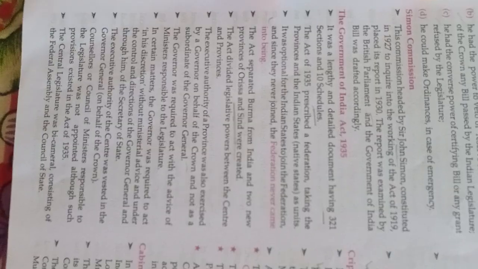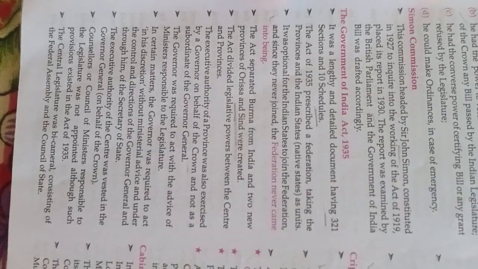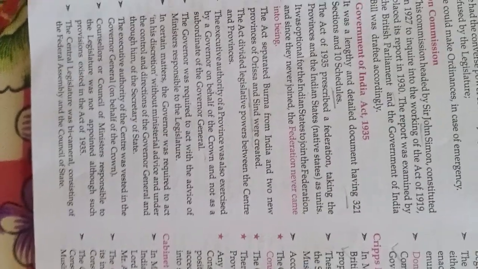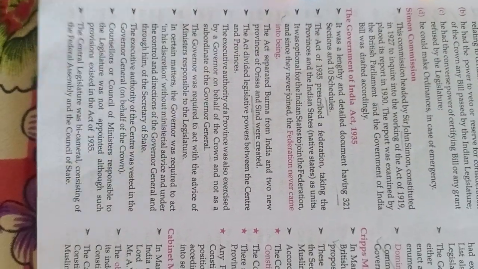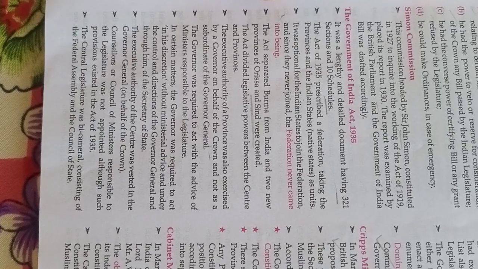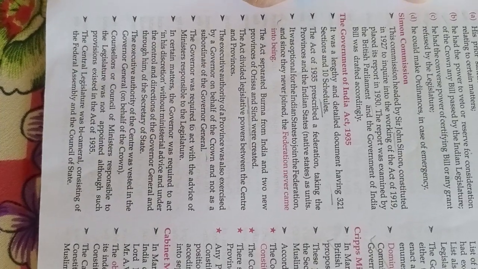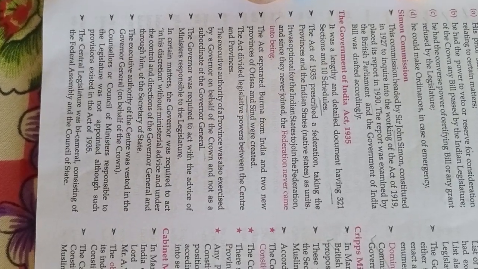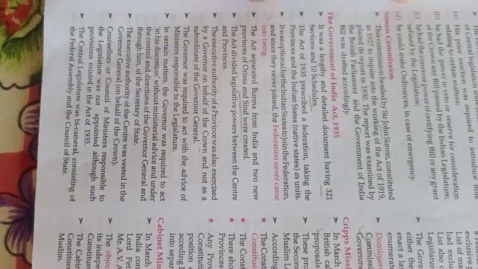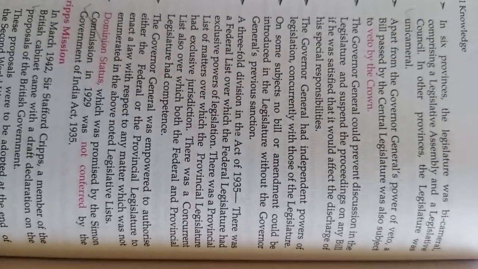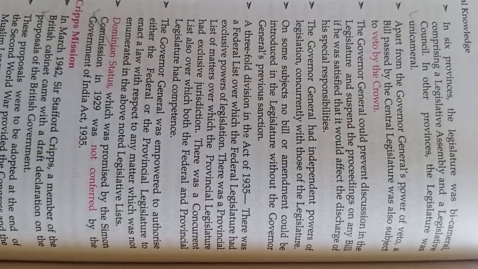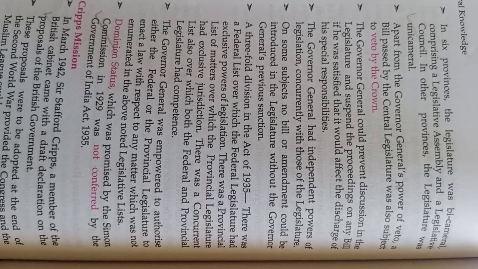The executive authority of the center was vested in the governor general on behalf of the crown. A council of ministers responsible to the legislature was not appointed, although such provisions existed in the Act of 1935. The central legislature was bicameral, consisting of the Federal Assembly and the Council of the State. In 6 provinces, the legislature was bicameral, comprising a legislative assembly and a legislative council. In other provinces, the legislature was unicameral.